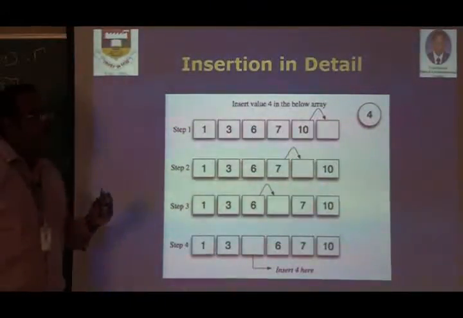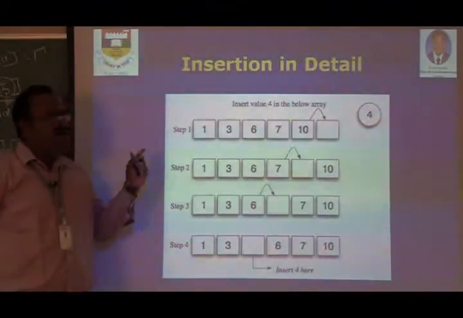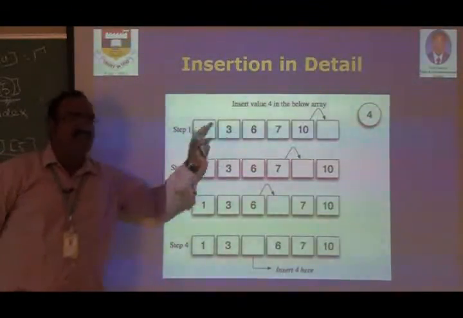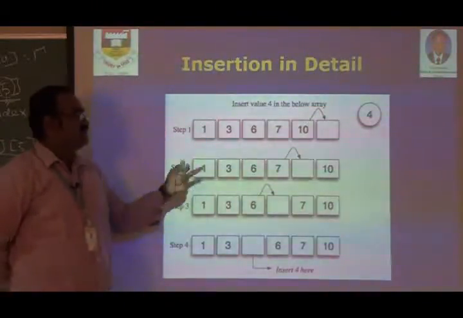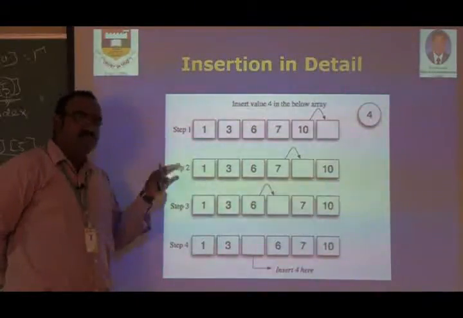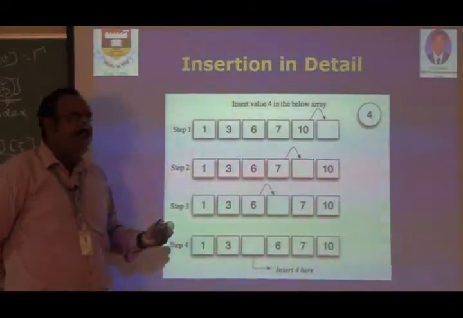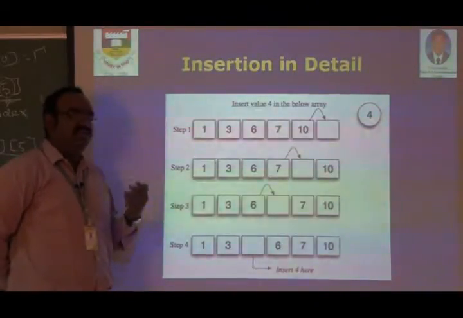Insert a value in the array below. So 4 is to be inserted in the array. The array values are 1, 3, 6, 7, 10. The capacity of the array is 6, but we have only 5 elements. So first, before inserting, the algorithm checks whether the array has the capacity to insert 4 or not. There is one place remaining, so we can easily insert 4.